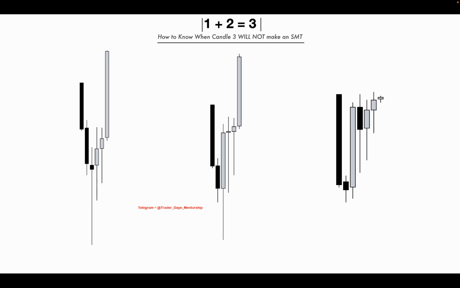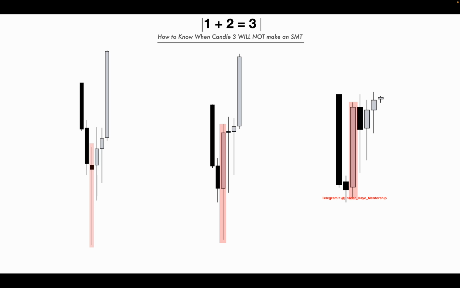All right, 1 + 2 = 3. How to know when candle 3 will not make an SMT. So if you look closely, you will see that after we had our PSP form, candle number 3 made failure swings on all of the assets. None of them turtle souped candle number 2.